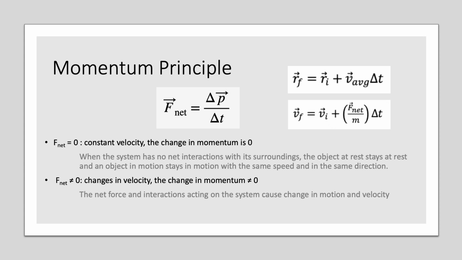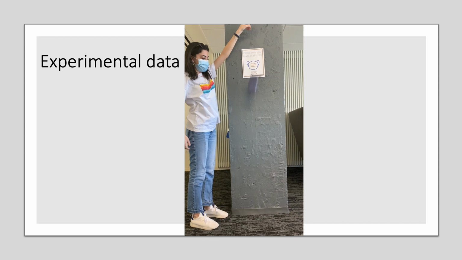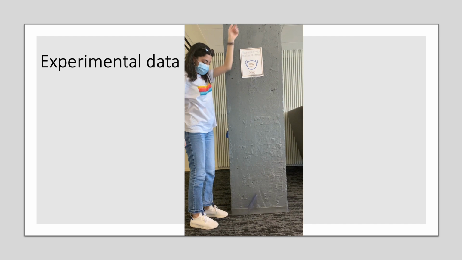Let's first start by defining Newton's second law. According to the momentum principle, the net force can be calculated by dividing the change in momentum by the change in time. When there is no net force acting on the system, its velocity remains constant, maintaining the same speed and direction. When there is a net force acting on the object, it will cause a change in its motion and velocity.